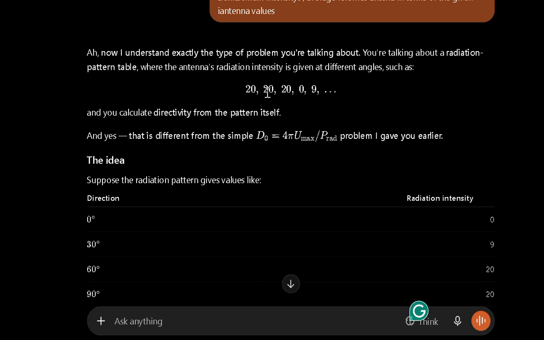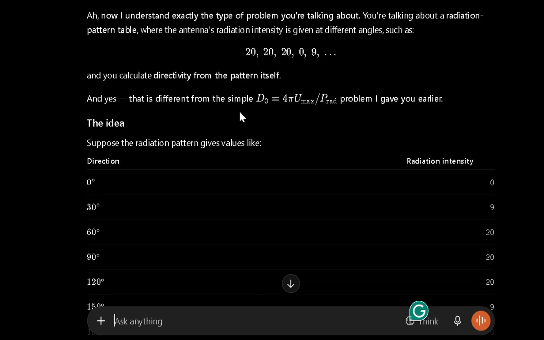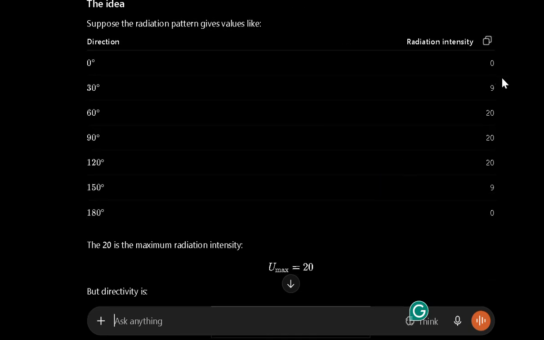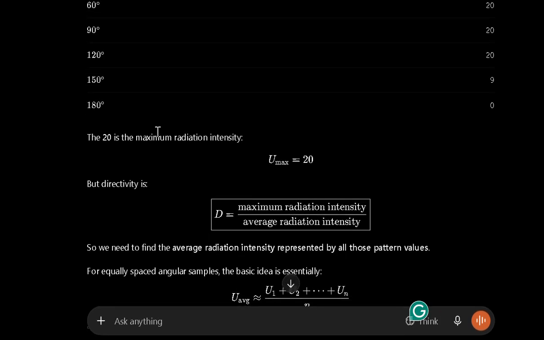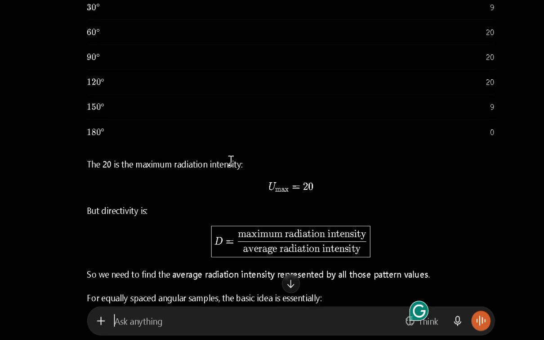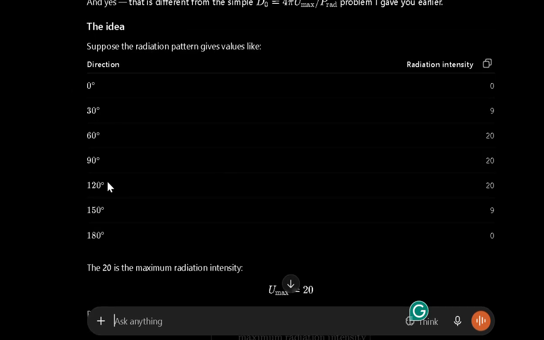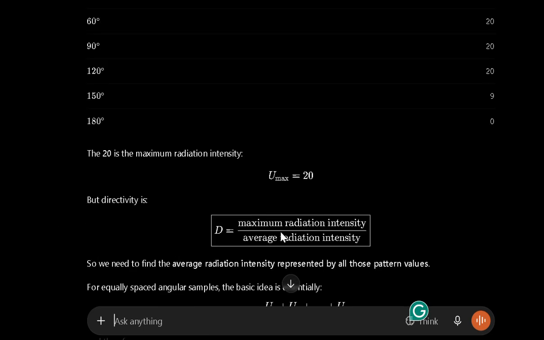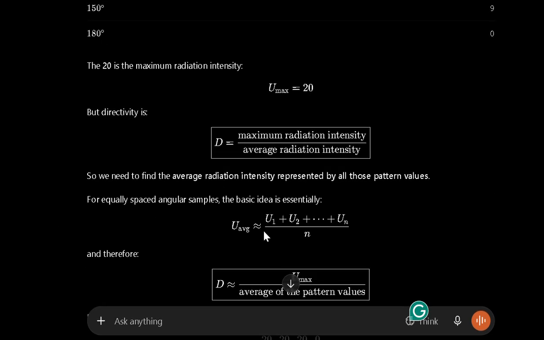That is different from what I gave you earlier. So I understand exactly the problem, talking about radiation density, where antenna radiation intensity is given at different angles. For example, at 0 degrees, 60 degrees, 90 degrees, 180 degrees. The 20 is the max radiation. Directivity is maximum radiation intensity over average radiation intensity, so we need to find the average radiation intensity represented by all these patterns for equally spaced angular samples.